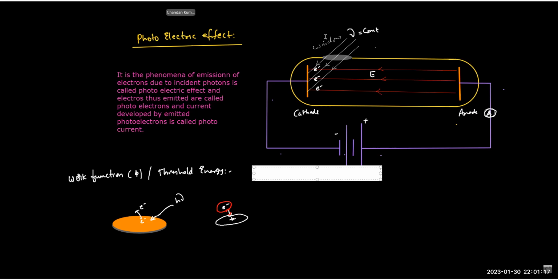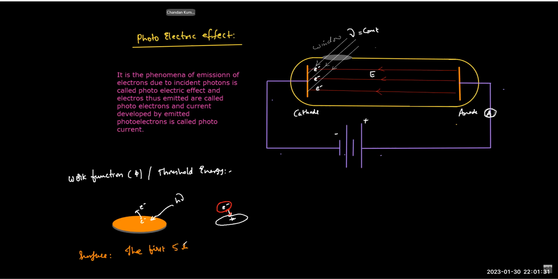So when I use the word surface, I always talk about the layers. So what is surface? The first 5 to 10 atomic layers. So the first 5 to 10 atomic layers is called surface.